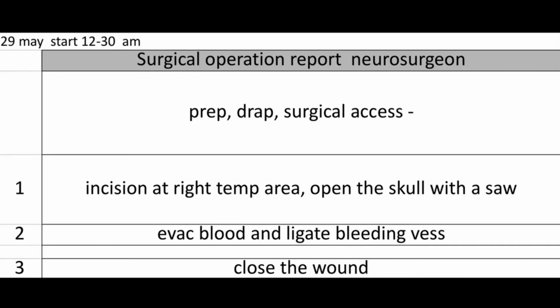For surgical operation report, neurosurgery, firstly we prep, drape and surgical access, and then we will do incision at the right temporal area, and we will open the skull with a saw, and then we will evacuate blood and ligate bleeding vessels, and then lastly we will close the wound.